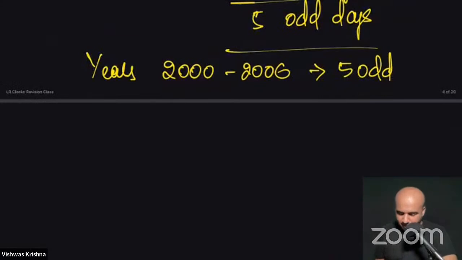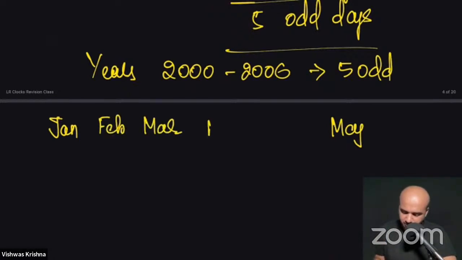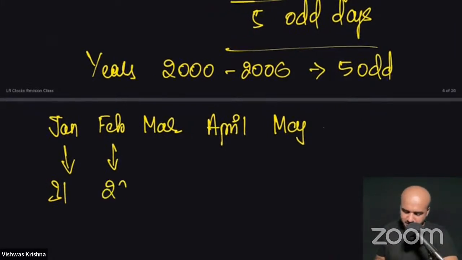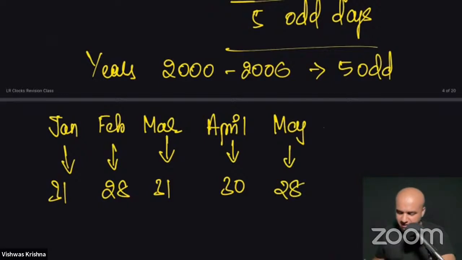Now let us come to the months. We'll have to calculate from Jan to May. Every month will have a specific number of days. We'll have to write that down now. After Jan, we have Feb, March, April, and May. Now in Jan, how many days do we have? We have 31 days. In Feb, since it's 2006 and a non-leap year, we'll have only 28 days. March will have 31. April will have 30. May will have only 28 days, because anyway they are asking about May 28th. So we'll stop at that.